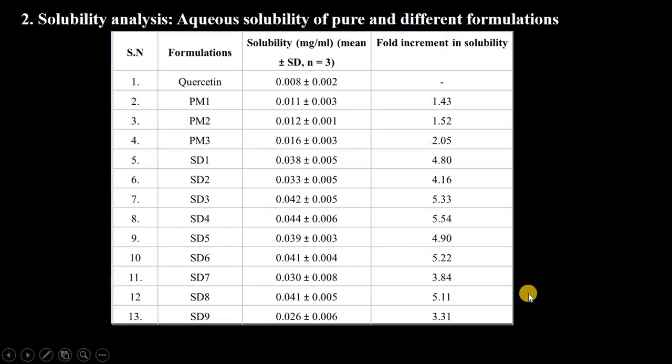The second characterization is solubility analysis, for aqueous solubility of pure drug and different formulations. As you can see, there is a 5.54 fold increment in the solubility, that is highest of all the formulations that are listed in the table.